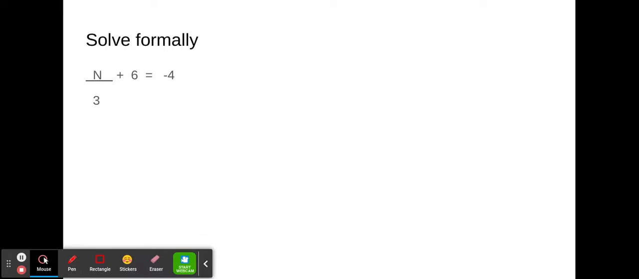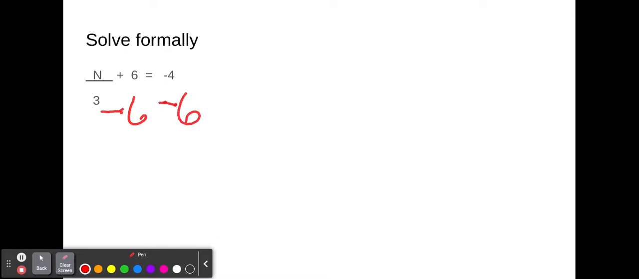So our next equation is slightly different. Again, we're going to solve it formally. But now we have an addition and a division. So again, we're going to start with the addition. So instead of adding 6, we need to subtract the 6 on both sides.